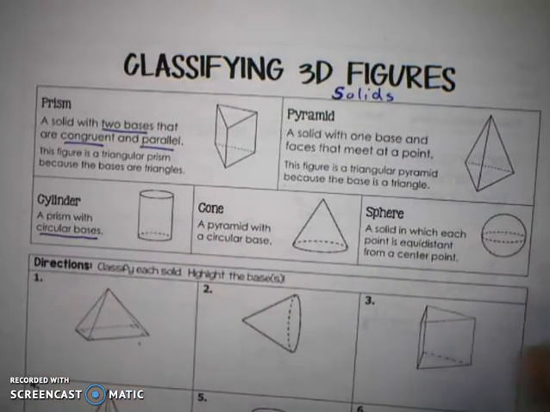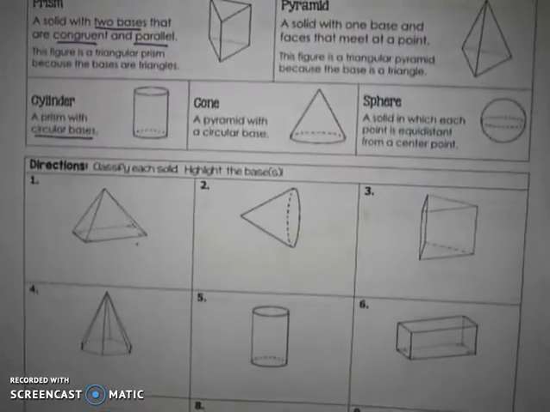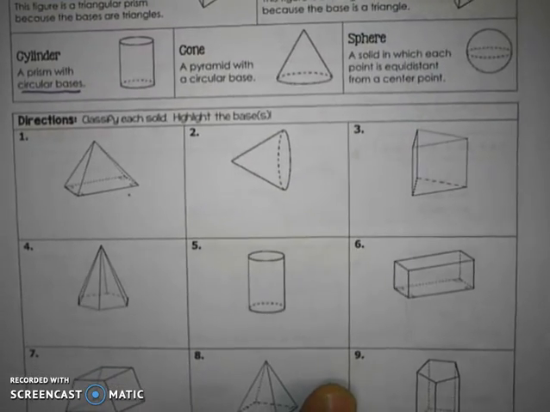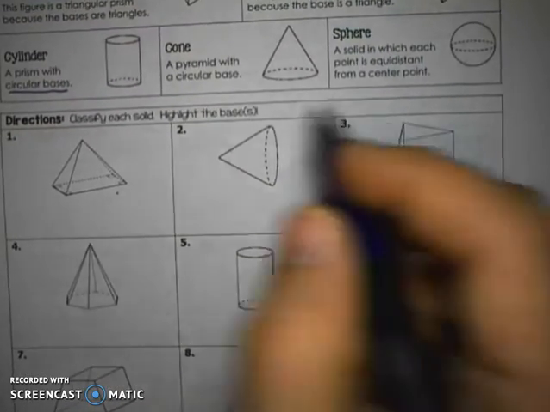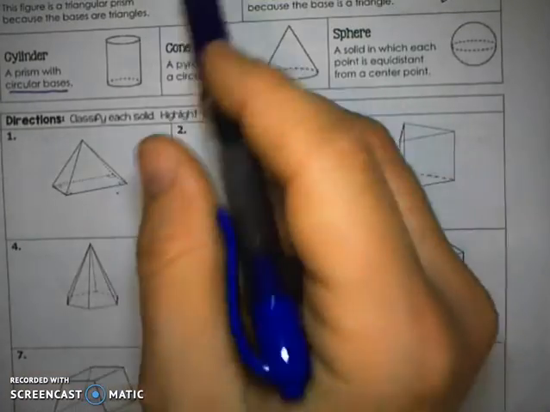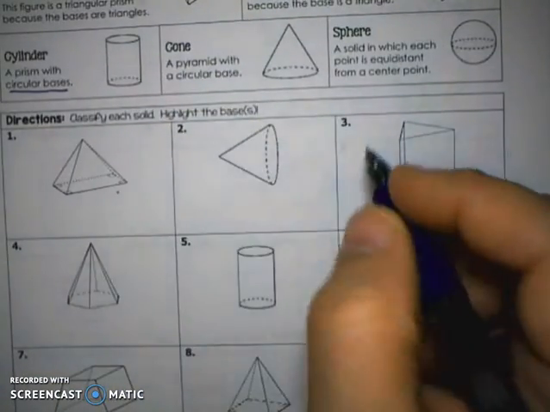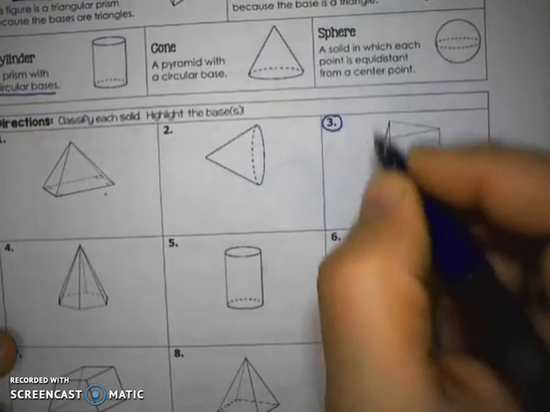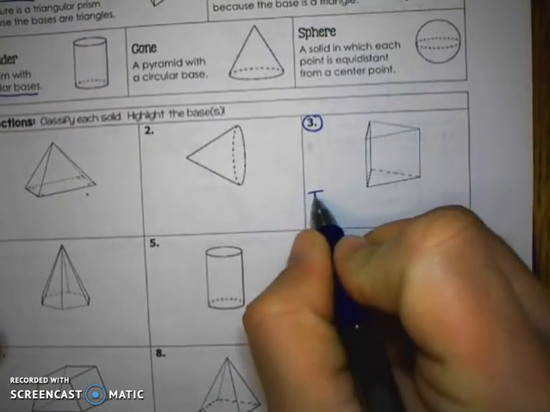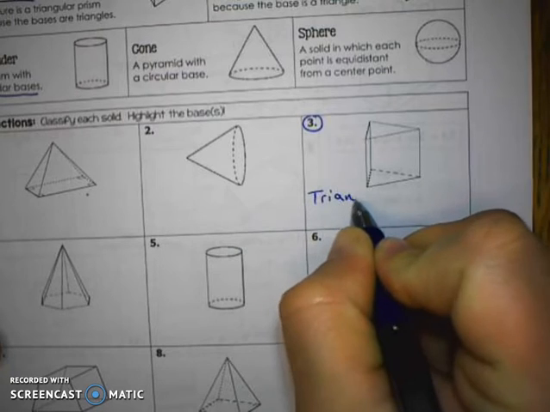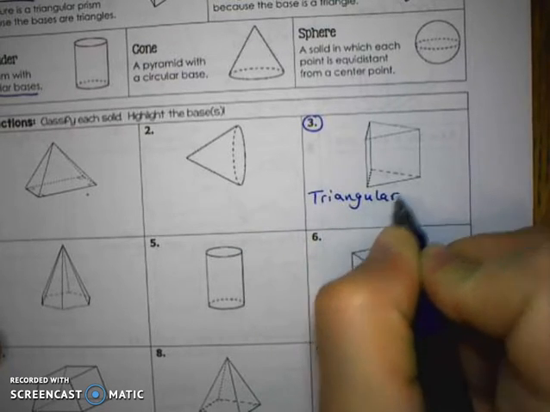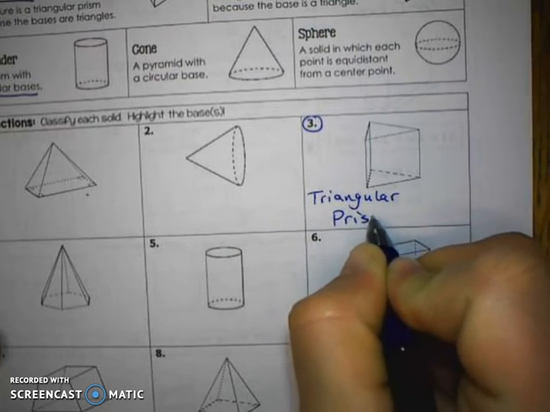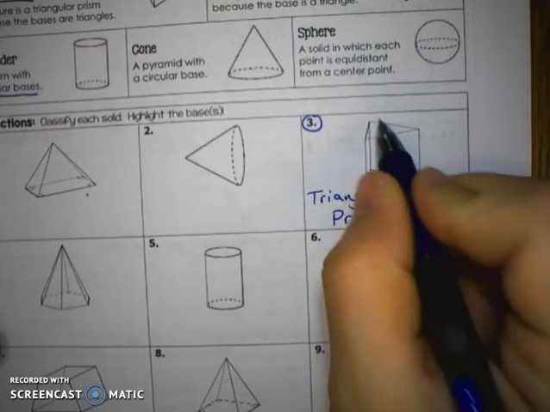And so we'll talk about all the rest of these in a little bit, but I wanted to point out some of these examples that were prisms and cylinders. Skip past 1 and 2 and look at number 3. Number 3 we call a triangular prism because the bases are triangles.